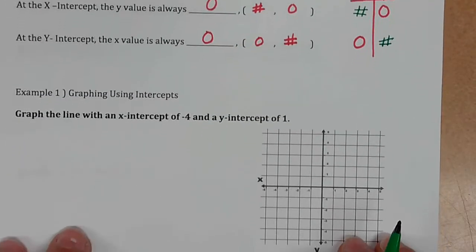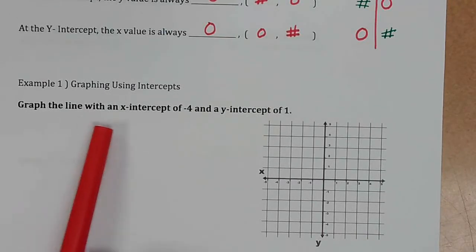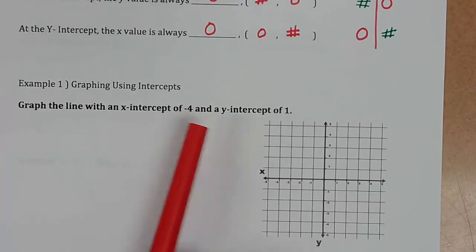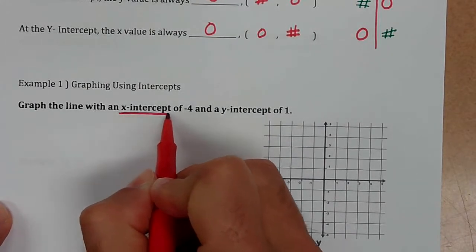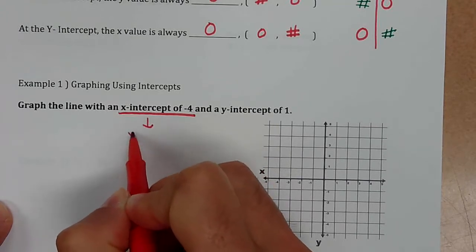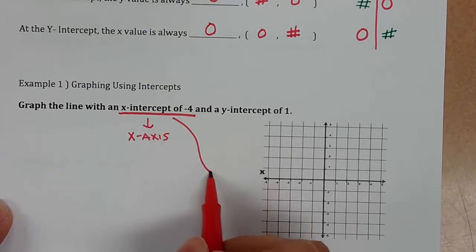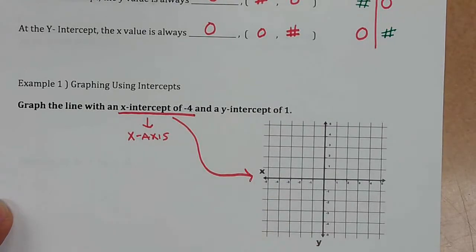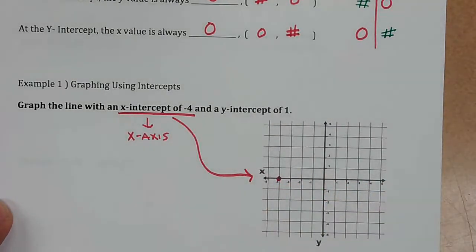So let's first look at just graphing using intercepts. It says graph the line with x-intercept of -4 and a y-intercept of 1. The x-intercept is where it crosses the x-axis. So the x-axis is here. I want -4. So I'm going to put a point right here at -4 on the x-axis.